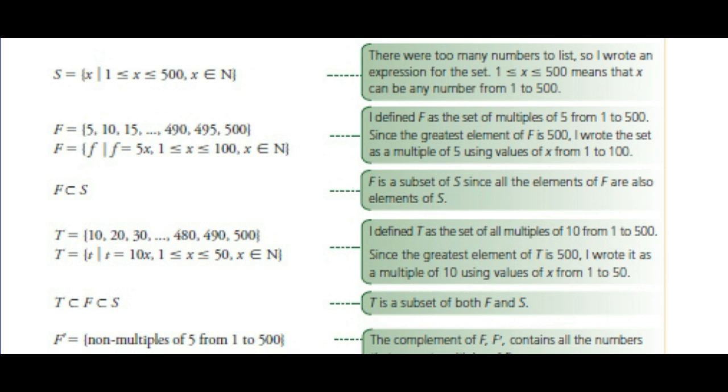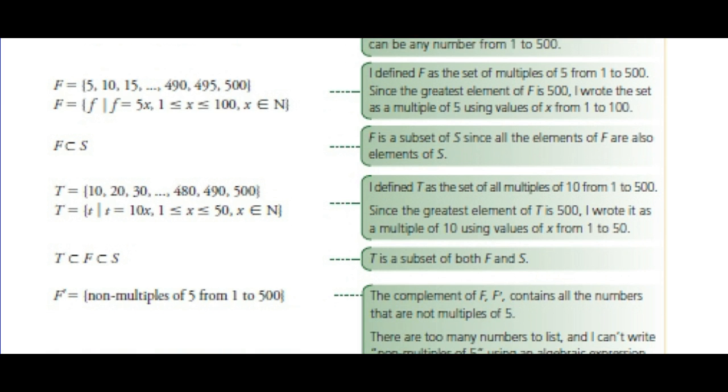The set T is all the multiples of 10: 10, 20, 30, 40. Again, there's too many of those. So we say T is equal to 10 times x, where x now goes from 1 to 50, which means that T goes from 10, because you put a 1 in there, then a 2, then a 3, up to 500, when you put in 50. And T is a subset of N.